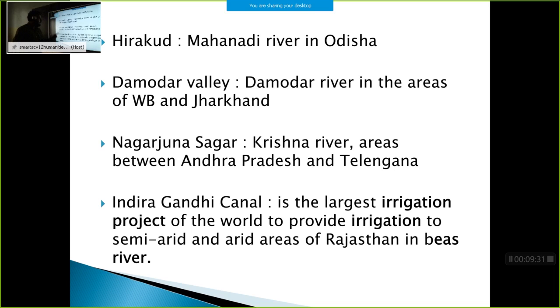It is the largest irrigation project in the world, providing irrigation to the semi-arid and arid areas of Rajasthan. India, as an agrarian country, has shown the world that it has built the largest irrigation facility in an arid, semi-arid area, you know, desert regions, right? Where water is very scarce, there is no chance of getting water. But with the help of the river Beas, they have constructed a canal which brings a huge volume of water to these areas, and which is providing irrigation to all those places. Okay.